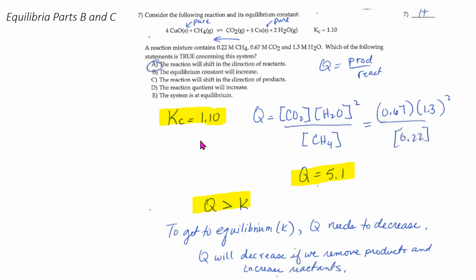reached equilibrium. So to get to equilibrium, Q needs to decrease, and Q will decrease if we remove products and increase the reactants. So we're going to shift in the direction of the reactants. So that's how we're getting A for question 7.